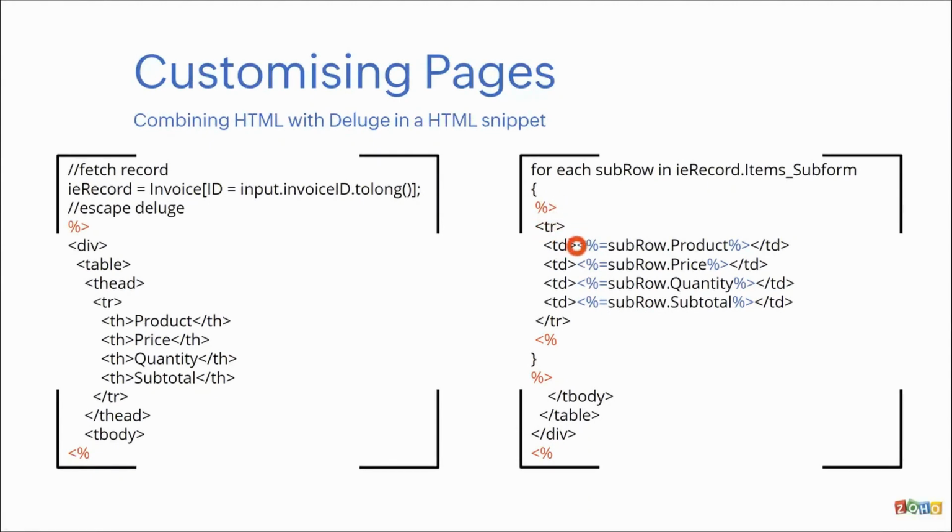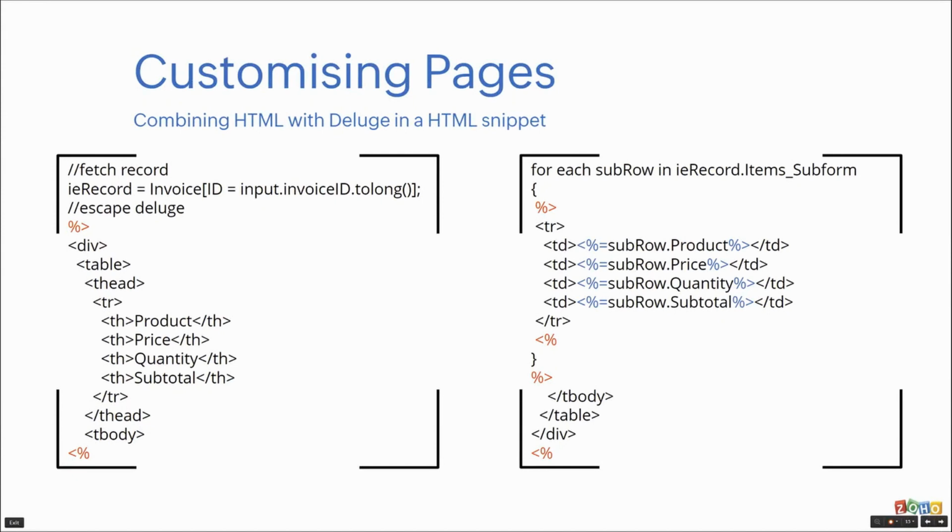And then when we are in HTML, you'll see the blue colored angle brackets with percentage signs and an equal sign. And what this denotes is that I want to use the value between these brackets within the HTML. So I want to display this value in the HTML. As you can see, we do that for each table cell in this case that we want. We then have to escape the HTML back into Deluge, and again escape the Deluge back into HTML, and then after the HTML again back into Deluge in our closing curly bracket at the end.